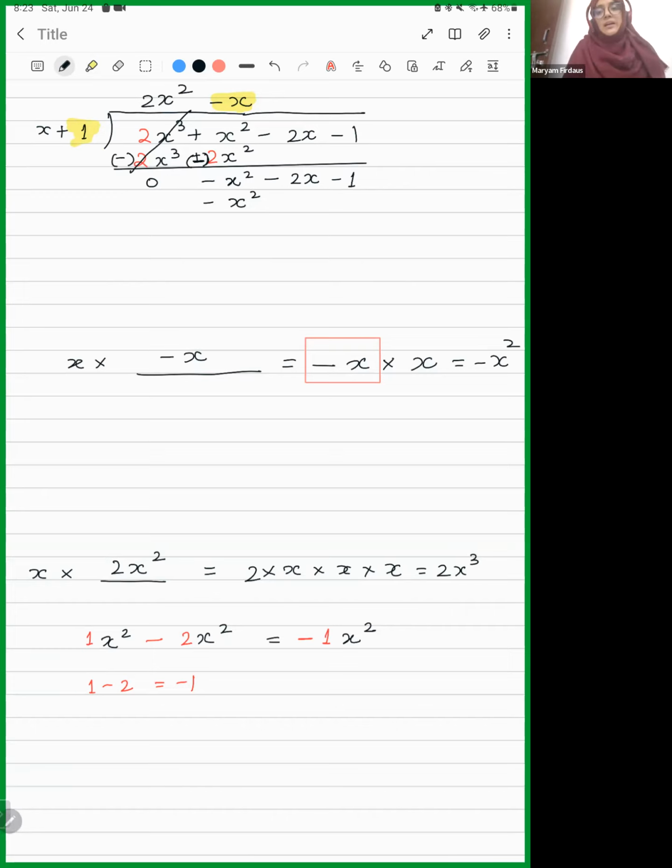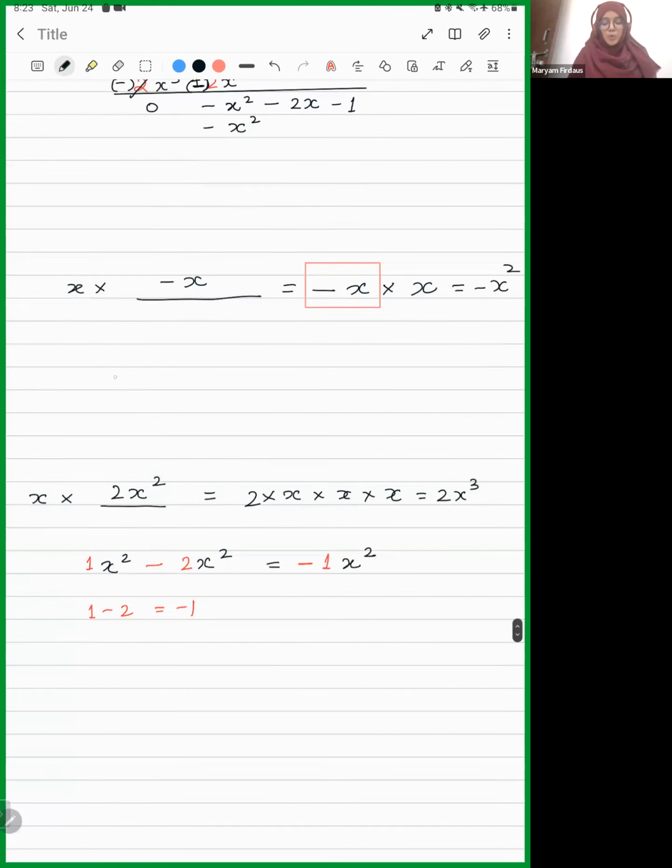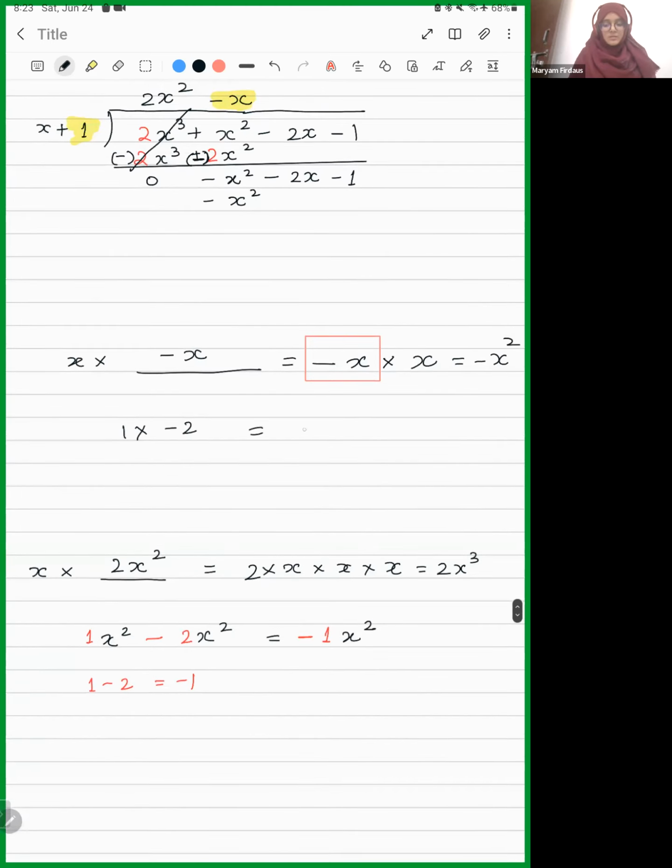1 multiplied by anything is the same. 1 multiplied by any number is the same number itself, right? If I say 1 multiplied by minus 2, what is this? It's minus 2. If I say minus 3 multiplied by 1, what is the answer? Minus 3. Very good. So if I say 1 multiplied by minus x, what is the answer? It's minus x. So 1 multiplied by minus x is minus x.